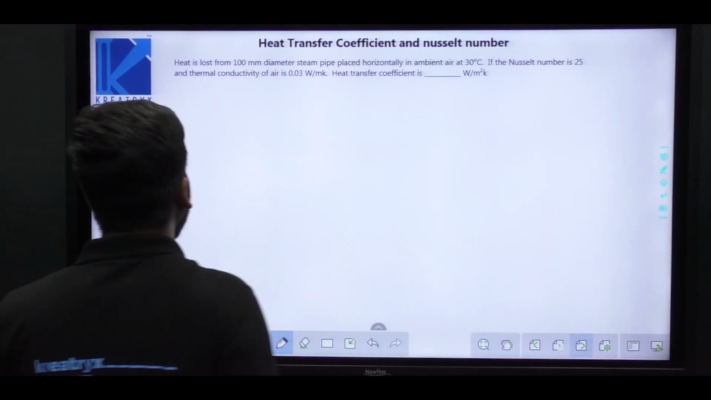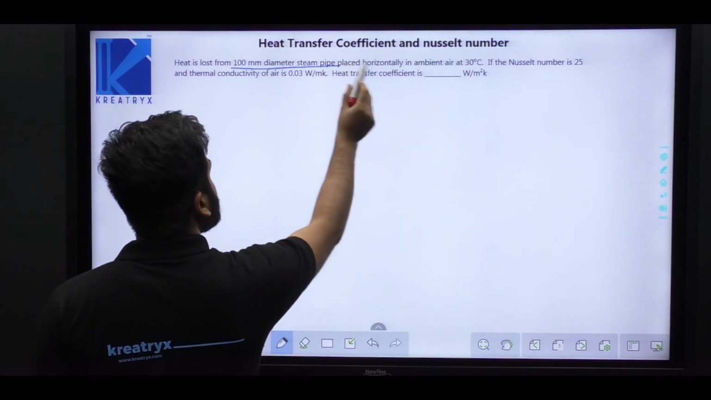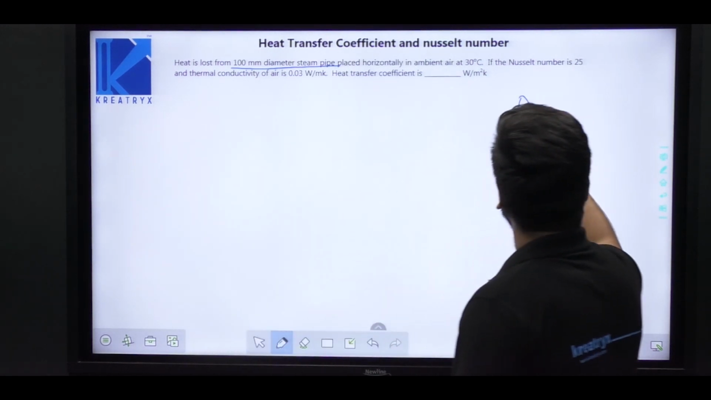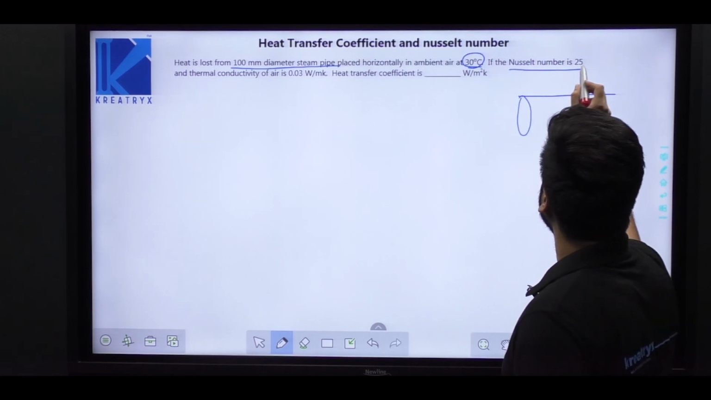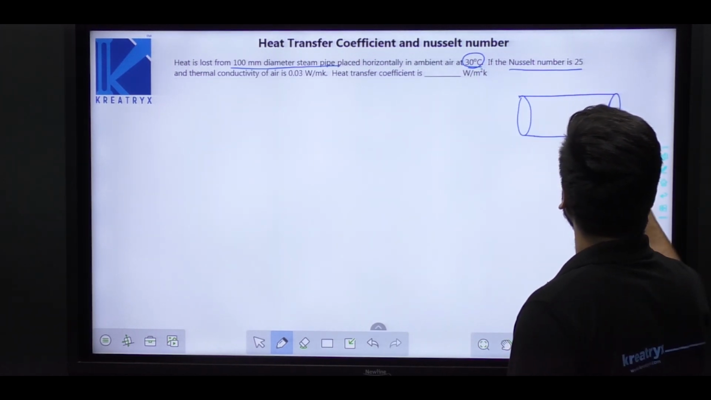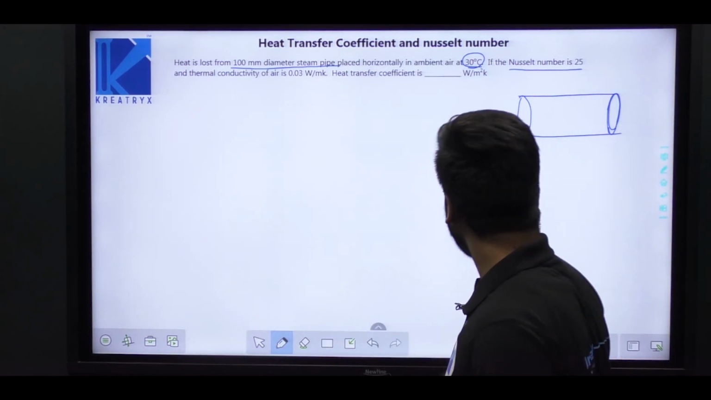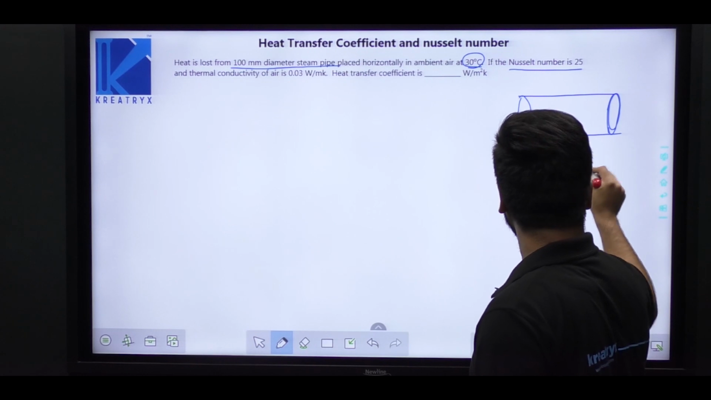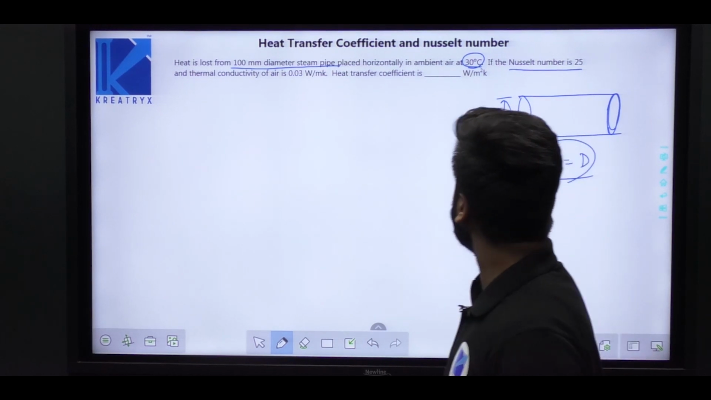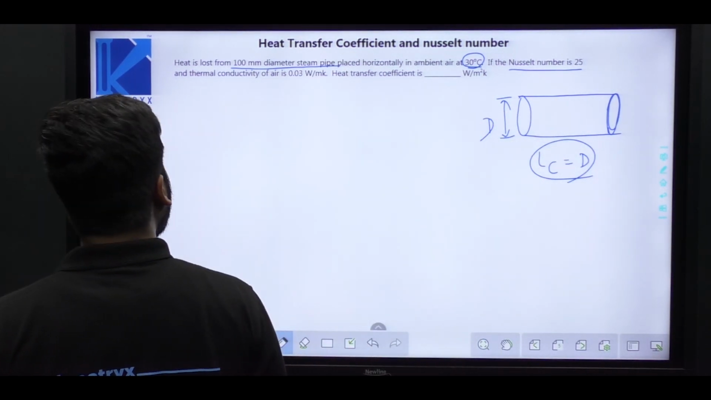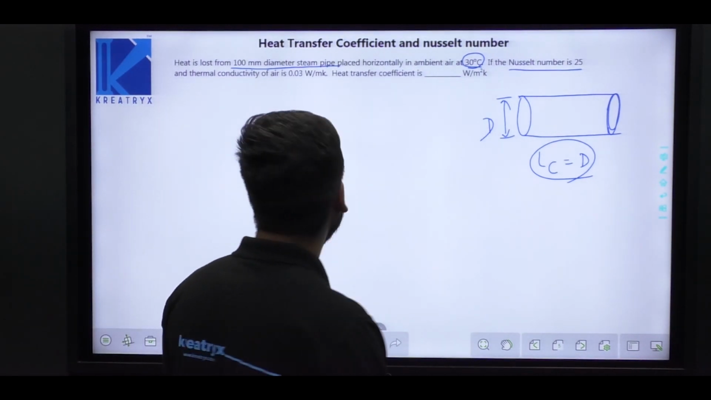So the heat is lost from a 100 mm diameter steam pipe placed horizontally in ambient air at 30 degrees Celsius. This is the horizontal pipe. If the Nusselt number is 25, that means the characteristic length will be used. So LC is equal to D in this case, that is the diameter of this pipe. If the Nusselt number is 25 and thermal conductivity of the air is 0.03 watt per meter Kelvin, what is the heat transfer coefficient? Very basic question.